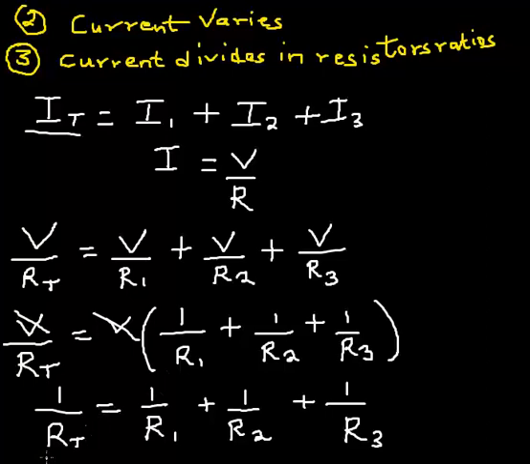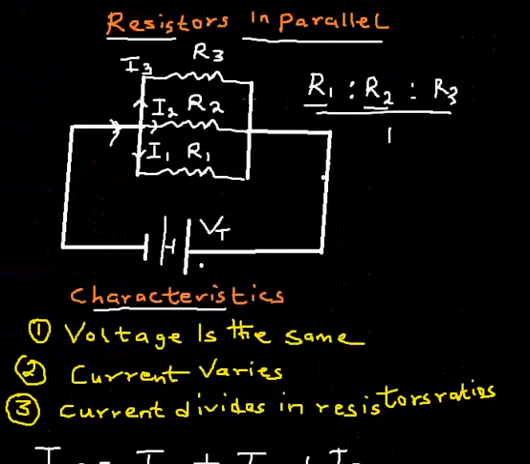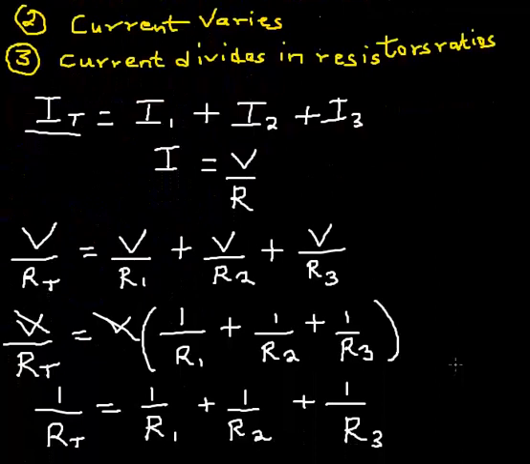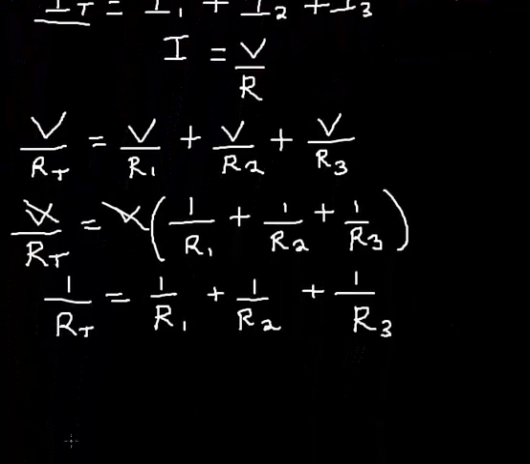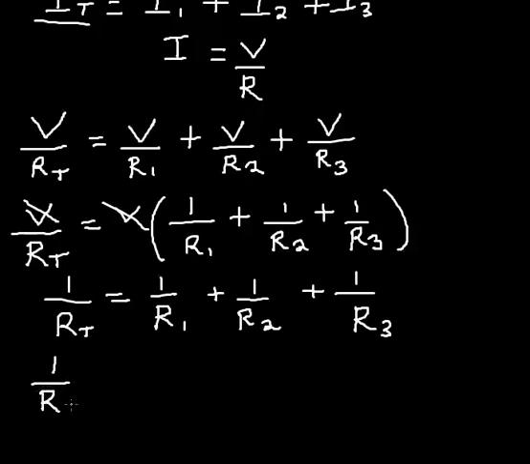If resistors are connected in parallel, the sum of the reciprocals of the resistances is equal to the reciprocal of the equivalent or total resistance. So if R1 is 2 ohm, R2 is 2 ohm, and R3 is also 2 ohm, and you are asked to find the total resistance, simple. 1 over R total is equal to 1 over 2 plus 1 over 2, then plus 1 over 2.